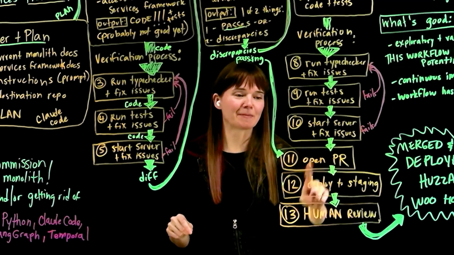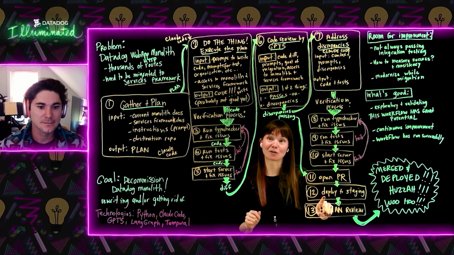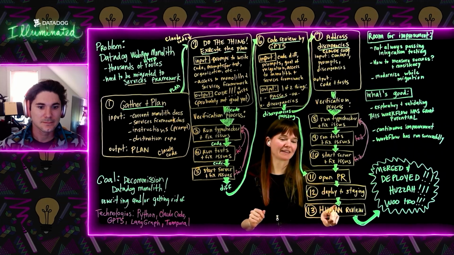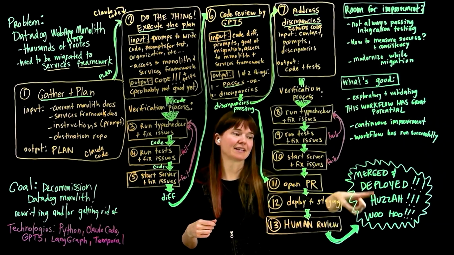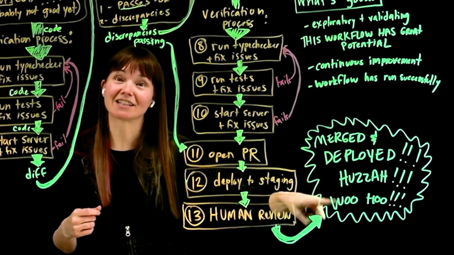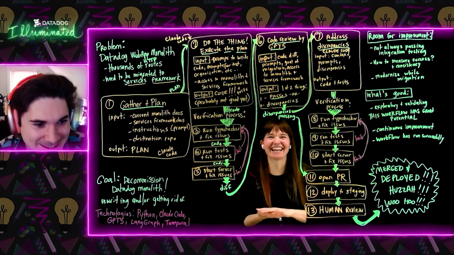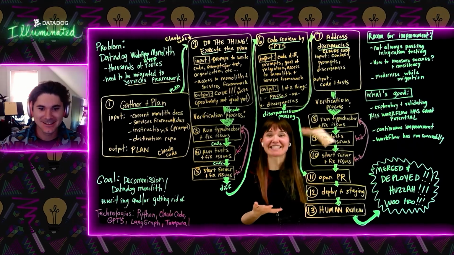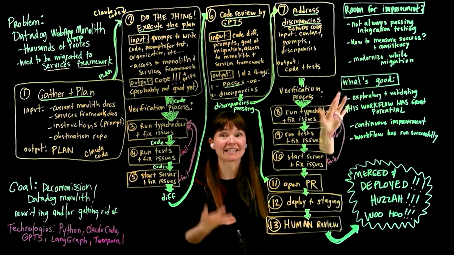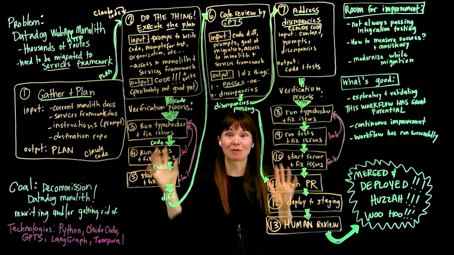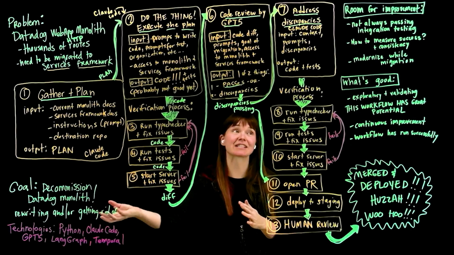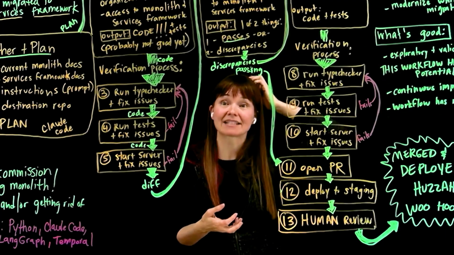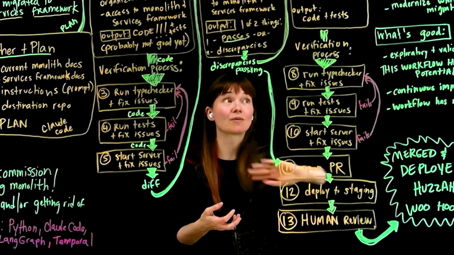And then once we open the PR, it gets deployed to staging. Temporal does that. And then we go to a human review. And when the human gives two thumbs up, then it's merged and deployed. Huzzah, woohoo. Exactly. So this is exploratory. We're validating a concept here that eventually, once it's refined, could be rolled out org-wide and accomplish this lofty goal. You said the unit tests are pretty good, but integration tests are not always passing.